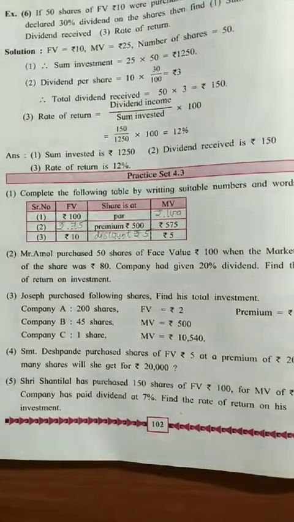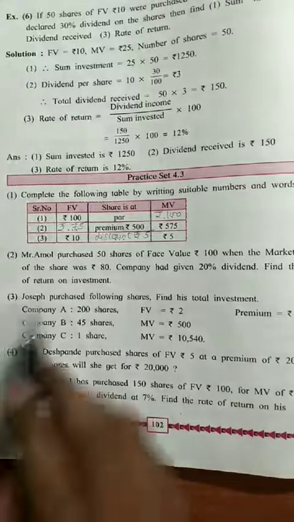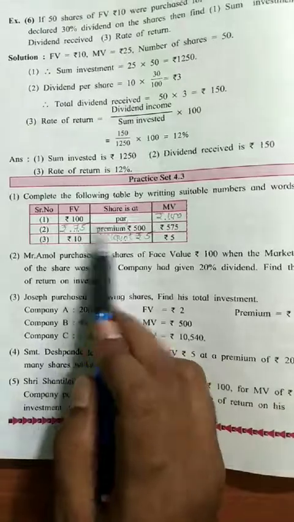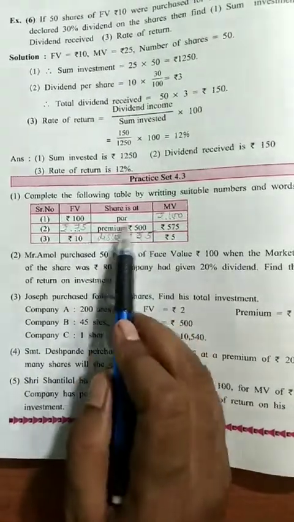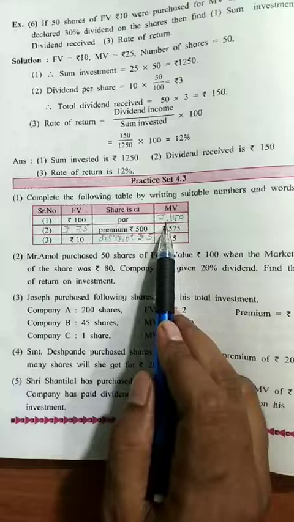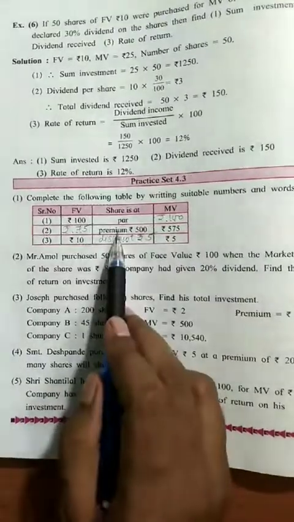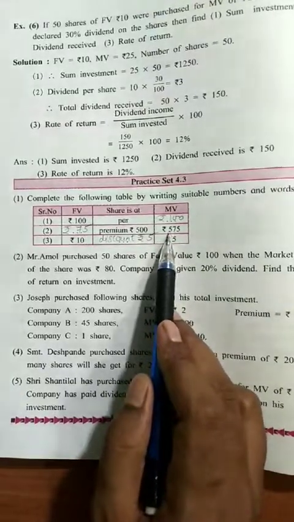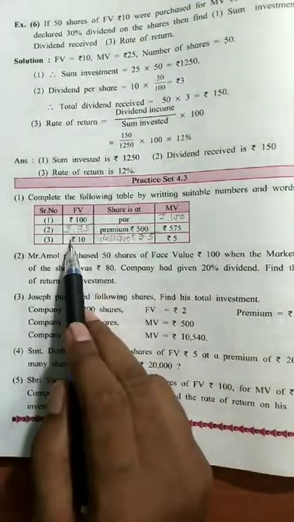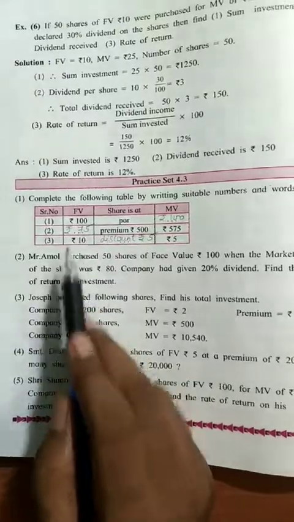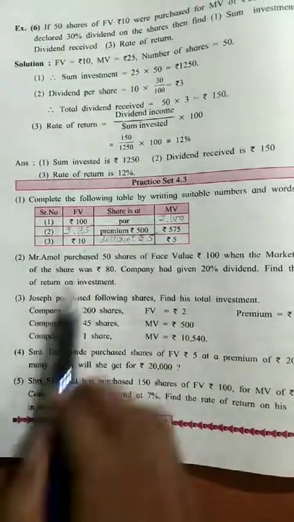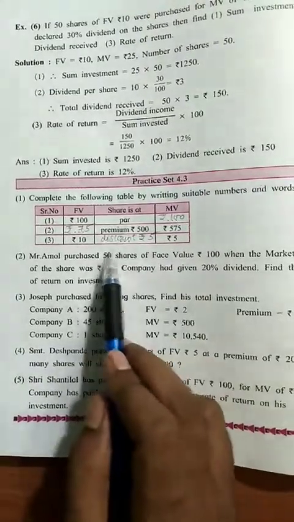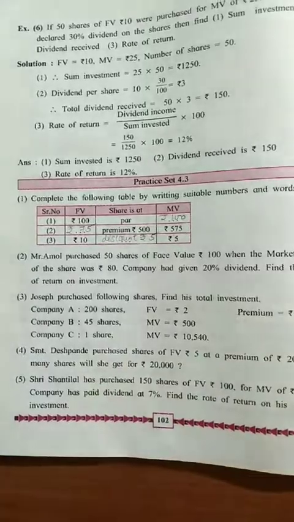So sum number 1, you can see the table. Face value is 100 rupees, the share is at par, meaning equal. Face value and market value will be equal. So market value is rupees 100. Over here you can see premium is rupees 75 and market value is rupees 575, so the face value will be 500, meaning it's a profit. When the face value is 10 and market value is 5, the shares are at a discount of rupees 5.